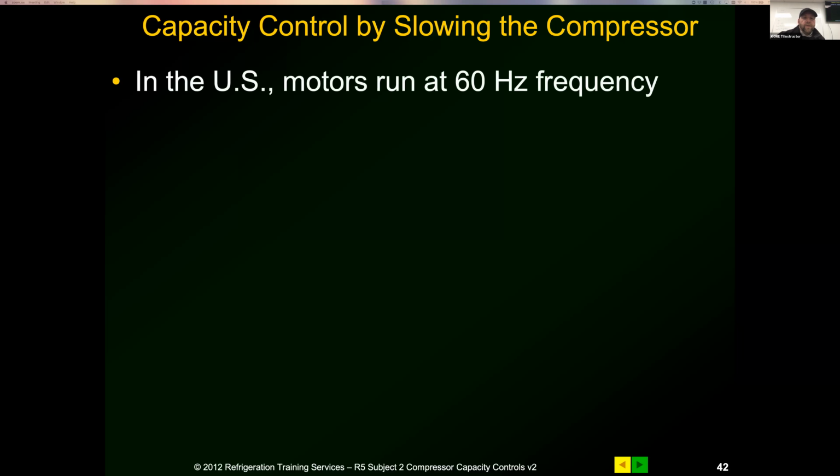So, capacity control by slowing the compressor. We're going to talk about VFDs, guys. I'm sure everybody's seen a VFD. Everybody likes VFDs. A question that came up last class is, can VFDs talk to the controllers? The answer was, if it's using the same protocol, then yes. If not, it's usually an analog input from the controller that can ramp it up and down.